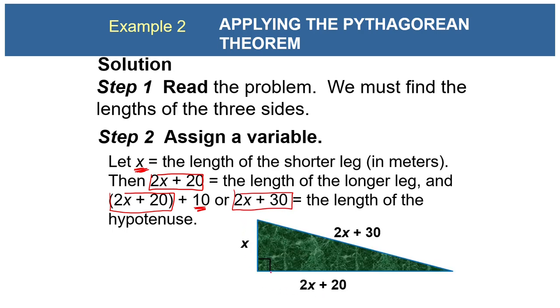So here is our picture. We have the leg x, the shortest leg. The longer leg is twice that of the shortest leg plus 20 more. And finally, the hypotenuse is 10 meters longer than the longer leg. So we'll just add 10 to 2x plus 20, and that's how we get the hypotenuse is equal to 2x plus 30.